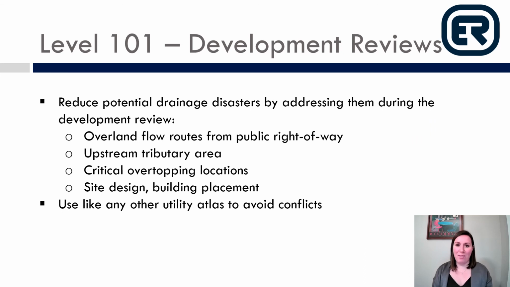Our third example of how these maps can be useful for a municipality is during development reviews. Even when engineers design a site plan and the municipality's engineer reviews the site plan, if they don't consider upstream tributary flows, the design may create new flooding conditions or worsen existing flooding conditions for the proposed project and the adjacent properties. These overland flow maps should be used like any other utility atlas. They should be shared with design engineers, and the review engineer should reference them to develop the best site plan.